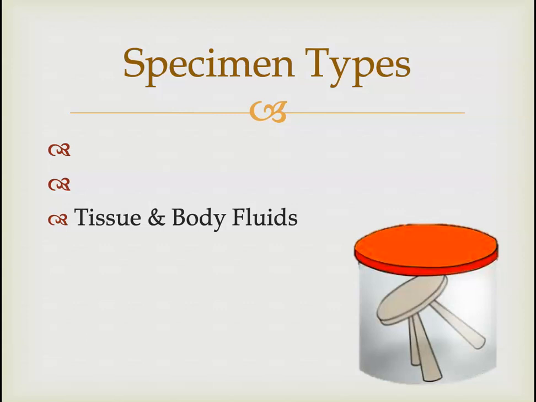We can also get blood. We can get whole blood samples to look for malaria or babesia especially. And then the third big category would be everything else, tissue and body fluids. So going through them, the first one would be urine.